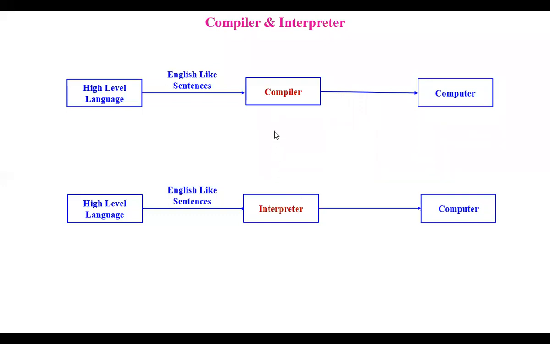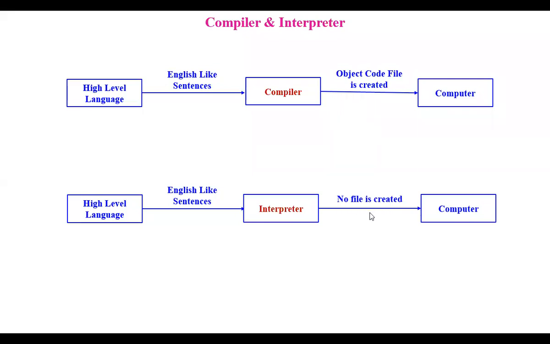Why? What's the difference? Here, the compiler creates an object code file. It takes up the entire program, whatever program you have written, at once and converts it into a file. And this entire file is read by the computer and it gives out the output. Whereas in the case of an interpreter, no file is created.